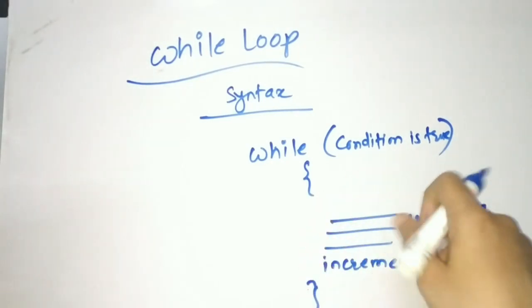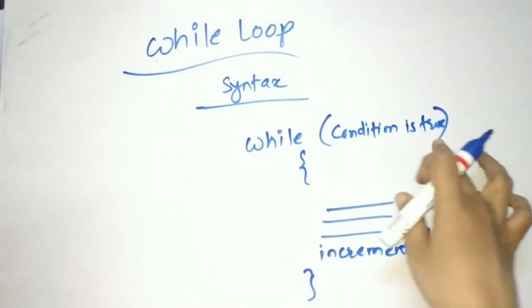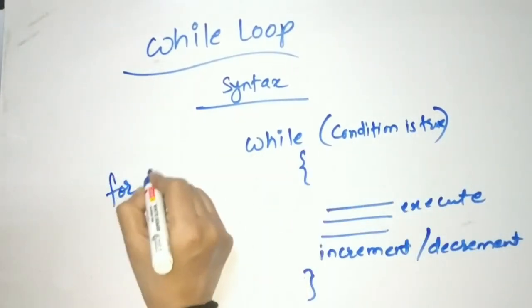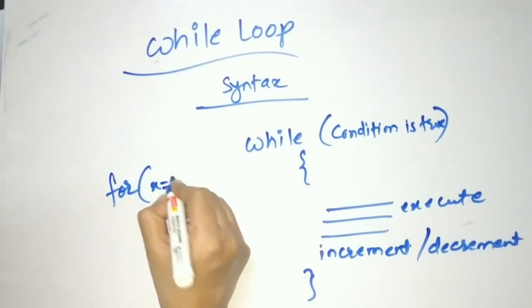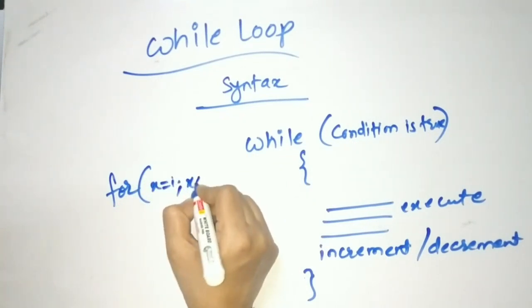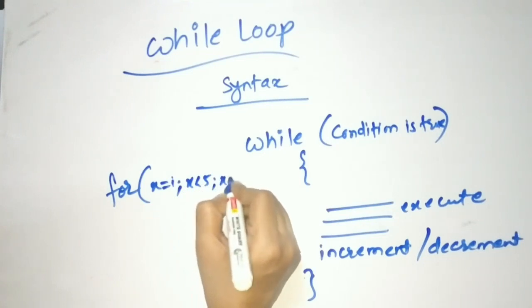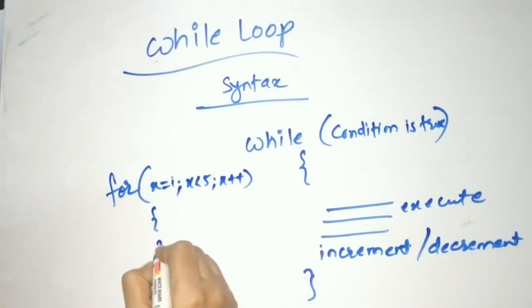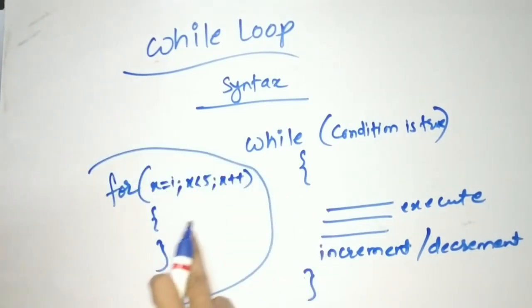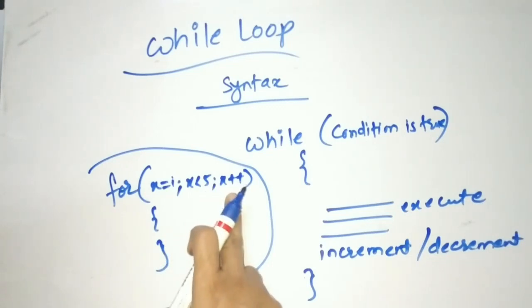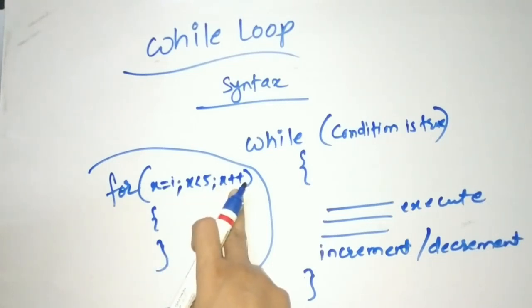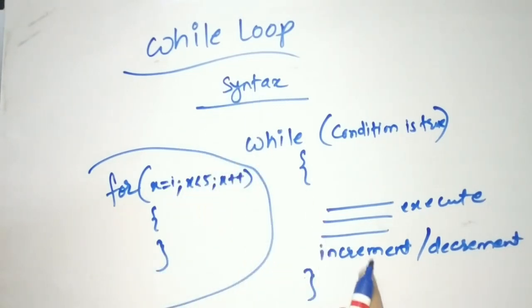Just like in the for loop, we had the initial value x, then the condition x is less than 5, then x plus plus. So friends, in the for loop the increment was given in the syntax itself. In the while loop, the increment is given inside the loop.